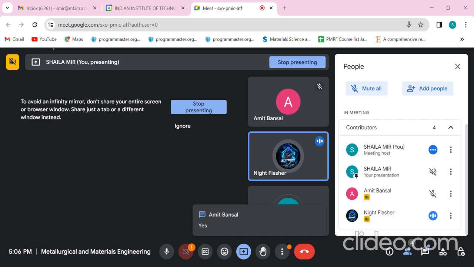Okay. So now we have another question that says the resolution of a microscope is: A, the smallest distance between the 2 points for them to be seen as separate points. B, it is same as magnification.